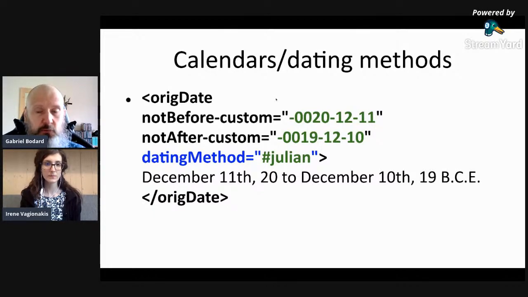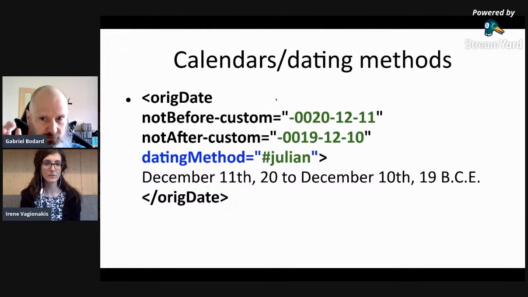And to do that, we can't use the not before attribute anymore, because the not before attribute has to be in the Gregorian calendar. And also there are some features such as leap years. So you can't say February the 29th in a year that is not a leap year in the Gregorian calendar in that attribute, whereas it might be a leap year in the Julian calendar. And so you'd want to be able to tag that. So instead we use this not before custom, in which you can put things which are invalid as Gregorian dates, and simply say that the dating method is the Julian calendar.